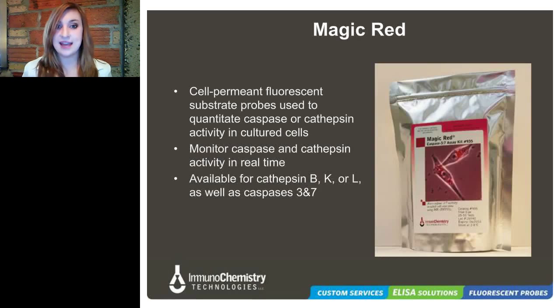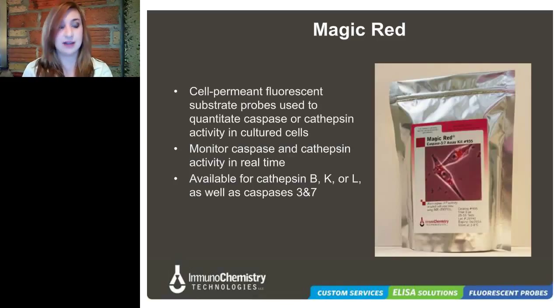So with that said, I'd like to now move on to our line of Magic Red assays. Our Magic Red reagents are cell-permeant fluorescent substrate probes that are used to quantitate both caspase or cathepsin activity in cultured cells. These Magic Red kits allow you to monitor your caspase or cathepsin activity in real time, so you can watch your cultured cells undergo apoptosis.